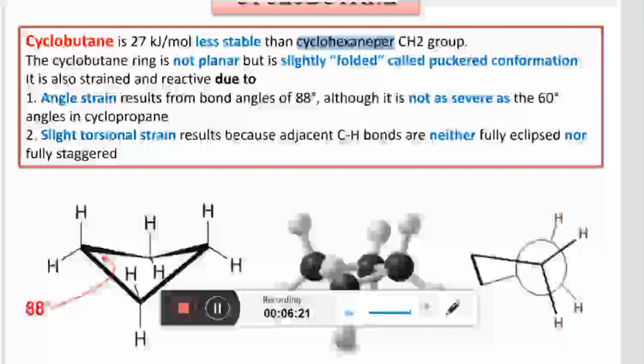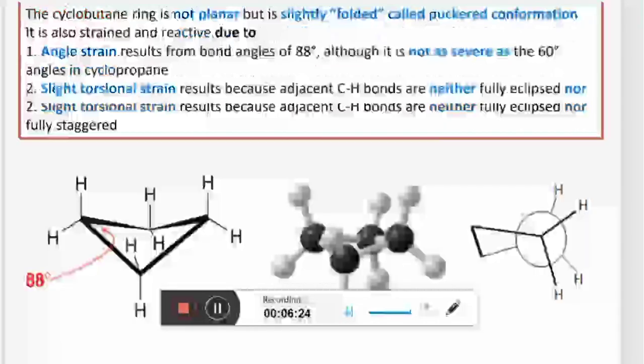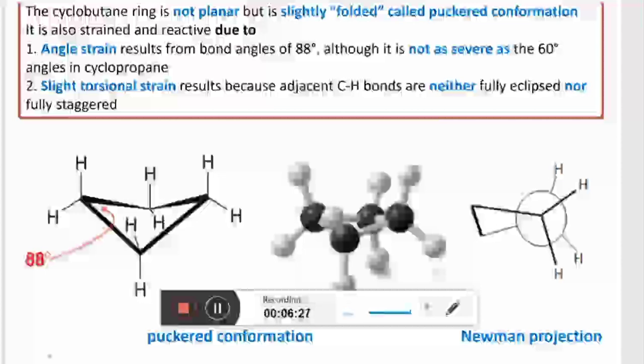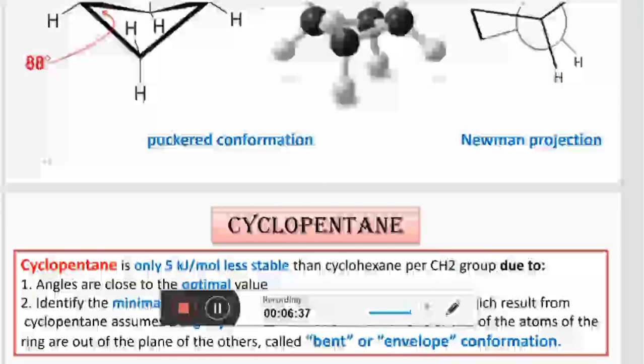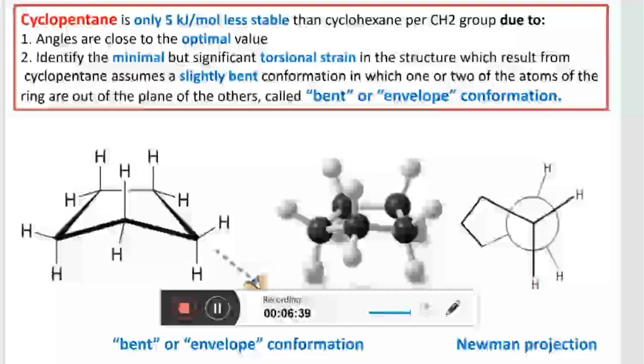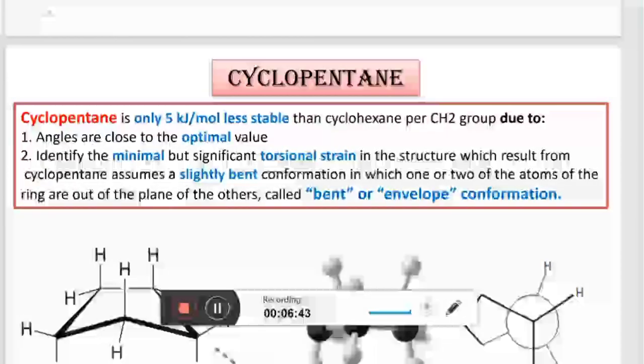So the bottom line of all this is that cyclobutane has relieved all types of strain, whether that is angle strain, torsional strain, or steric strain, compared to cyclopropane. Hence, cyclobutane is more stable than cyclopropane. Now coming towards the conformational analysis of cyclopentane.